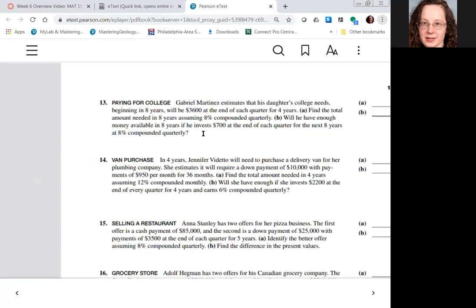So this is a savings planning and a payout planning. It says Gabriel estimates that his daughter's college needs beginning in 8 years, so still 8 years before this is starting, will be $3,600 at the end of each quarter for 4 years. Part A, find the total amount needed in 8 years, assuming 8% compounded quarterly. And notice that everything is compounded quarterly in here.